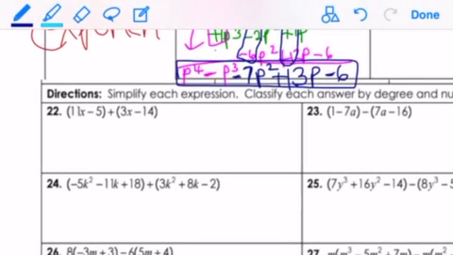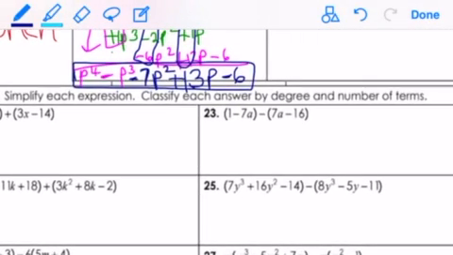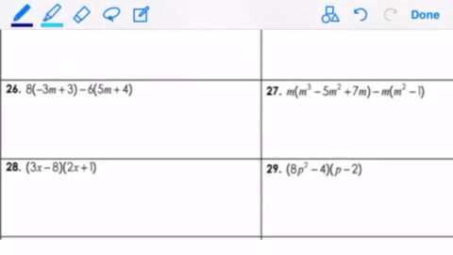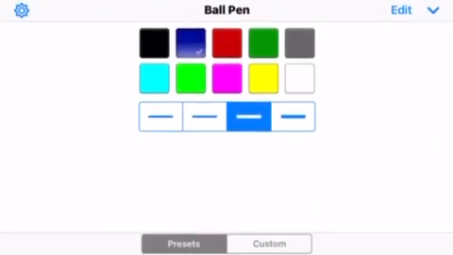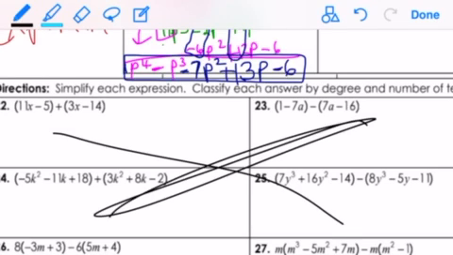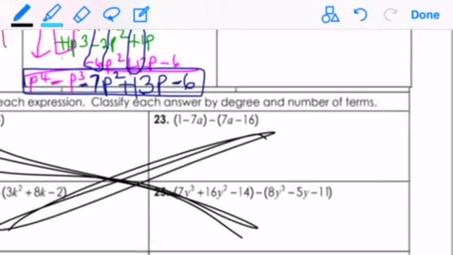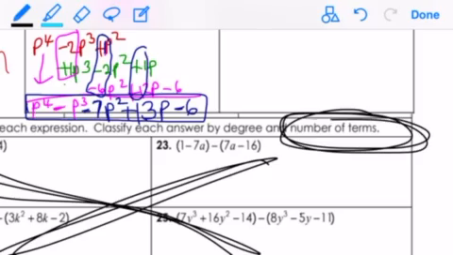Okay, so we're going to simplify here. There's a lot going on. So I'm going to go ahead and just skip the first few because they're kind of easier. And let's do the last 4 together. So it says to simplify, and then we're going to classify by number of terms. Don't worry about degree.